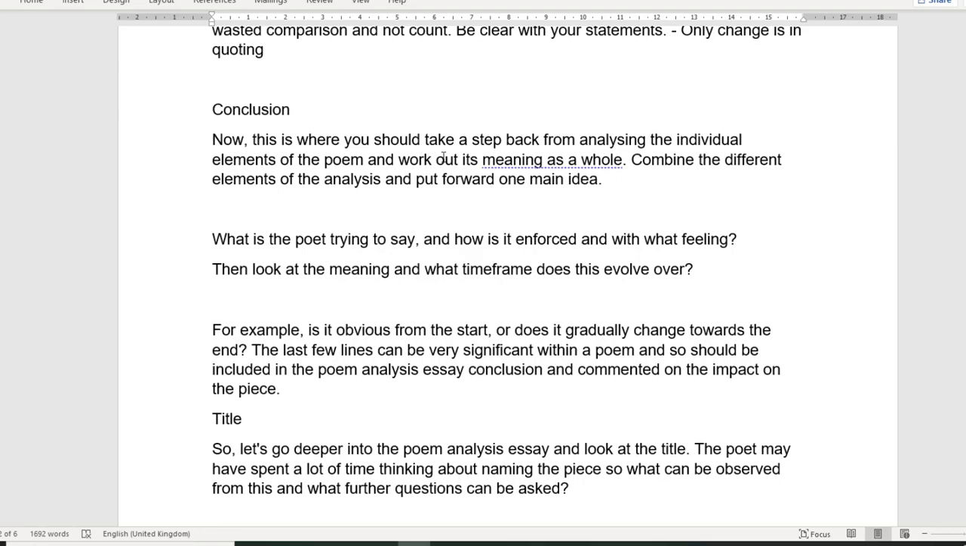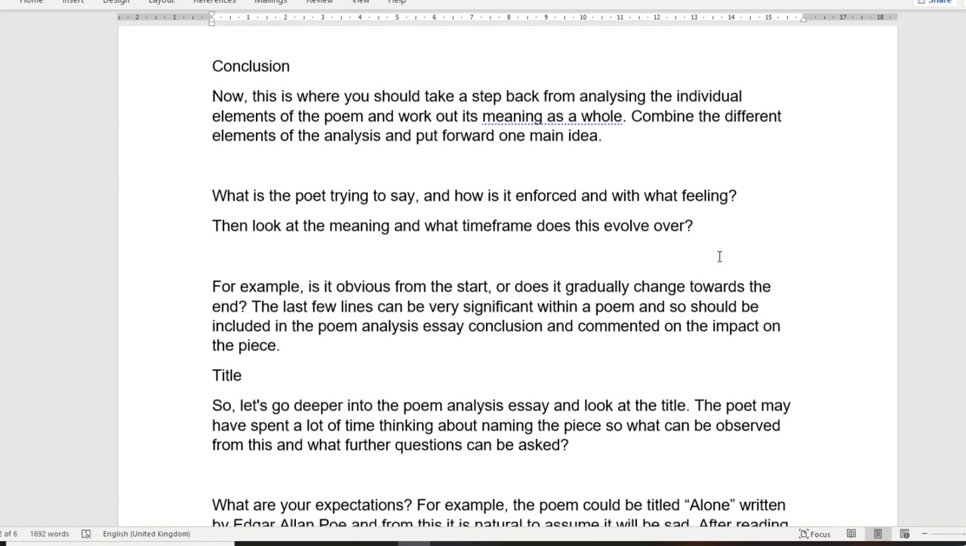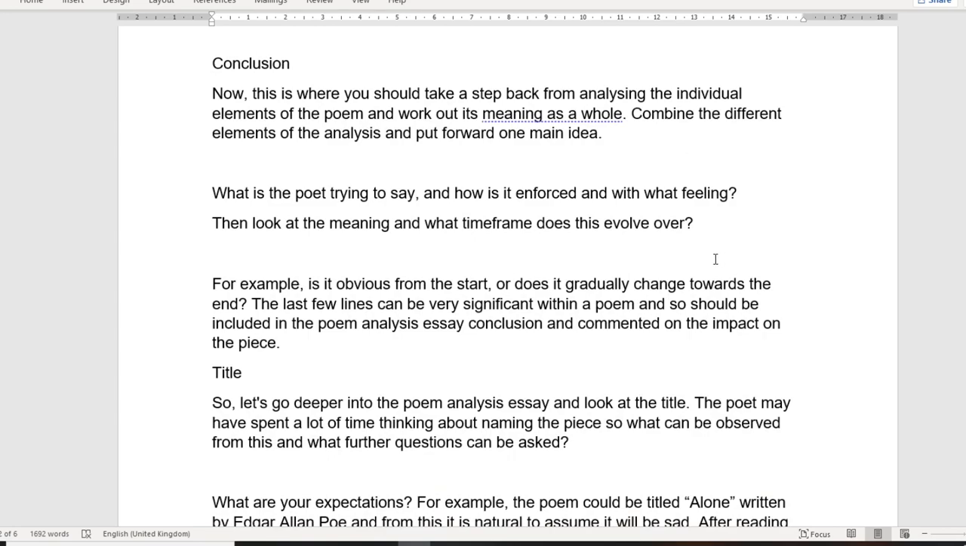So here, I'm going to read through this. Now this is where you should take a step back from analyzing the individual elements of the poem and work out its meaning as a whole. Combine the different elements of the analysis and put forward one main idea. What is the poet trying to say, and how is it enforced with what feeling? Then look at the meaning and what time frame does this evolve over. Right, so for example, is it obvious from the start, or does it gradually change towards the end?